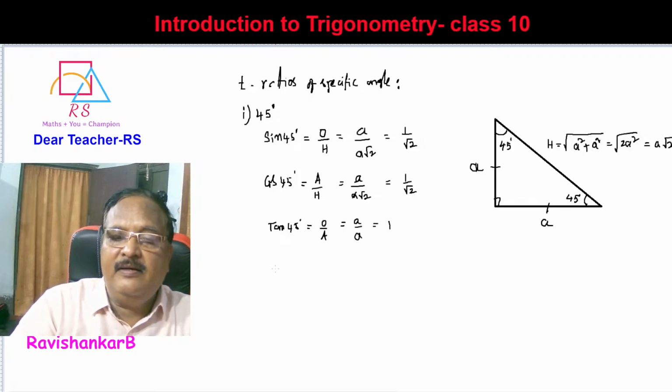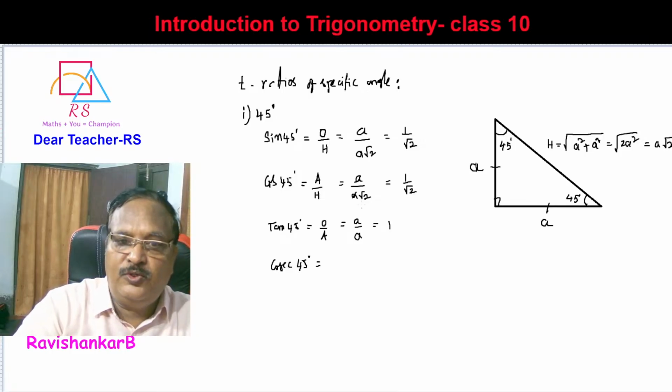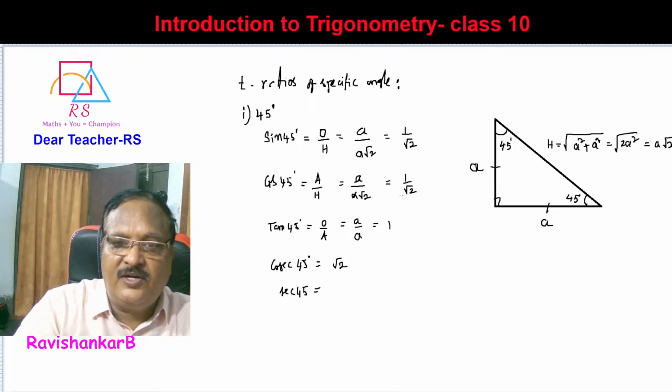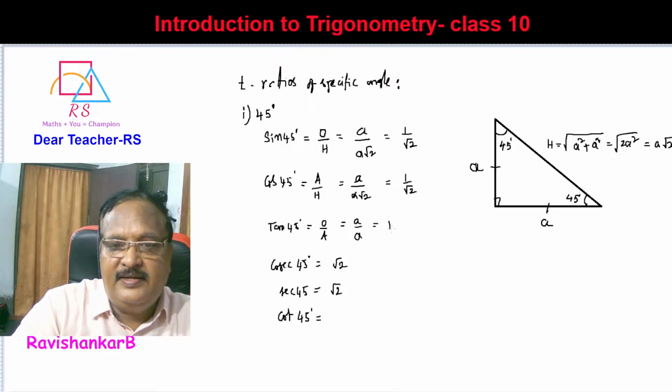Now the remaining ratios are reciprocals of these. Cosecant 45 degrees is the reciprocal of 1 by root 2, which is root 2. Secant 45 is the reciprocal of cos 45. Cos 45 is 1 upon root 2, so secant 45 is root 2. Cotangent 45 is the reciprocal of tan 45. Tan 45 is 1, reciprocal of 1 is 1.